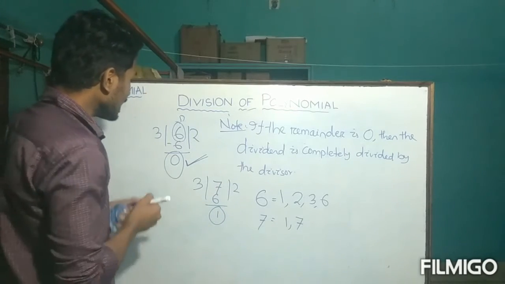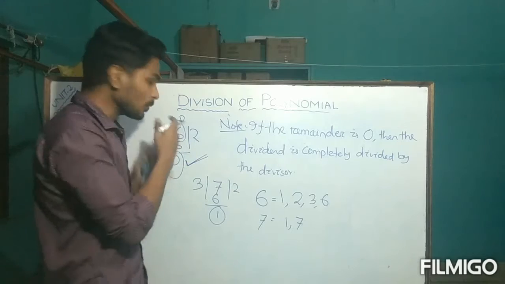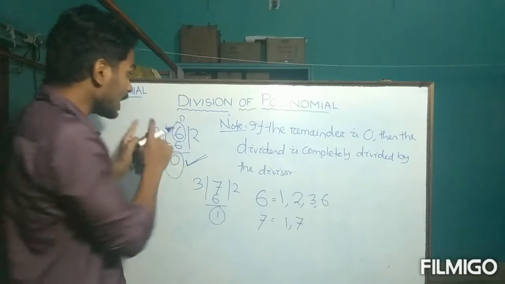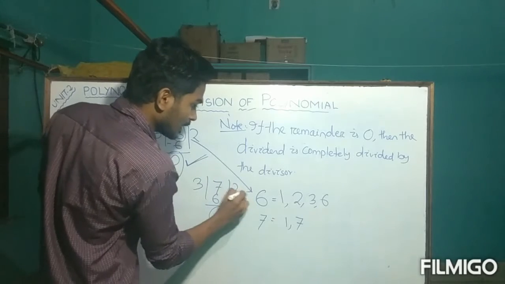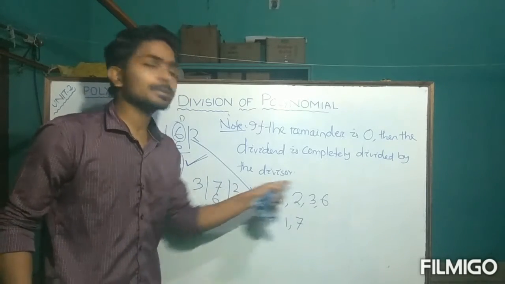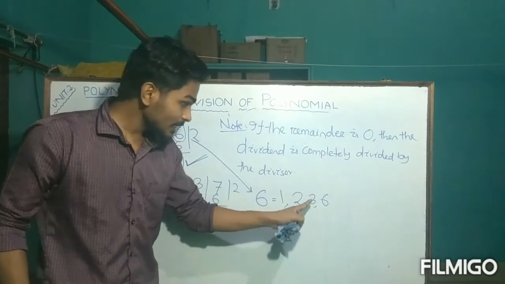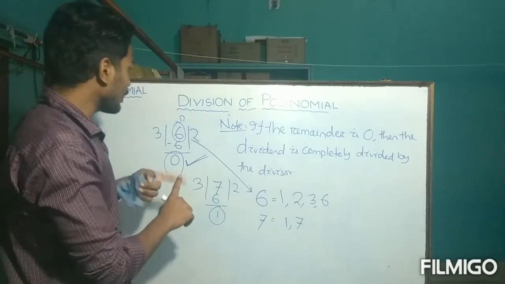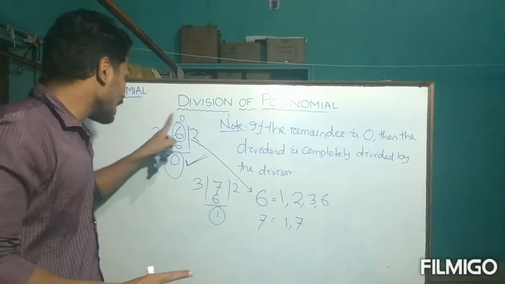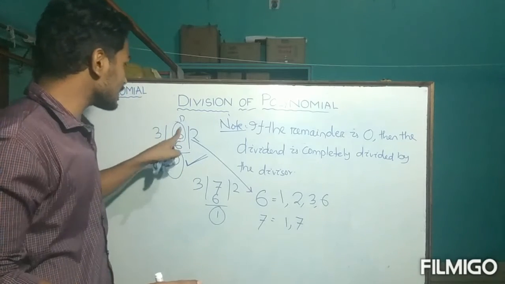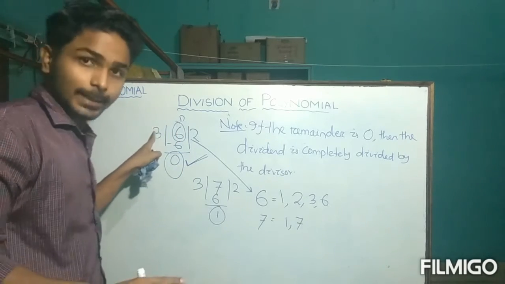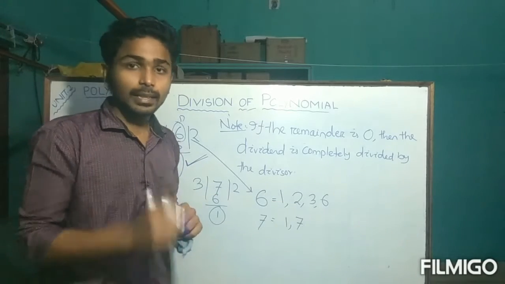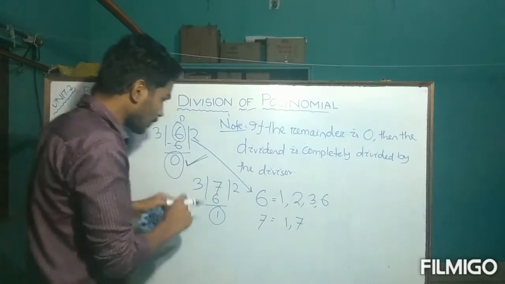If the remainder is 0, then we know that the number 6 is completely divided by 3. And see here one thing: 3 is also a factor of 6, yes or no? So we get that if the number 6 is completely divided by 3, then we can say 3 is a factor of 6. Clear? Let us take one more example here.